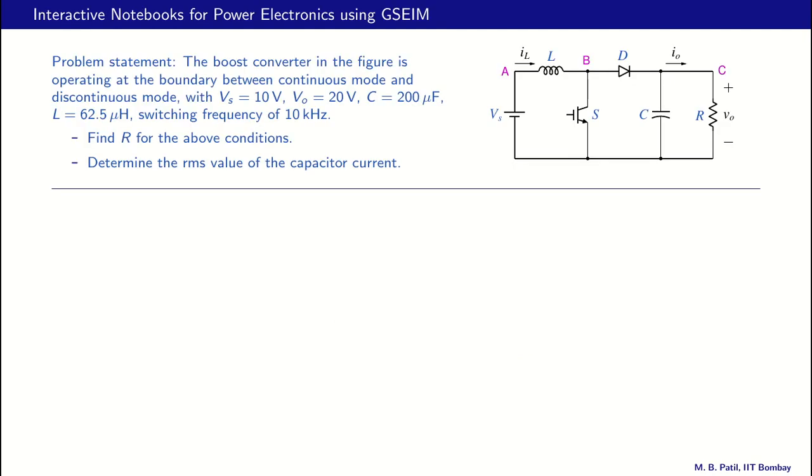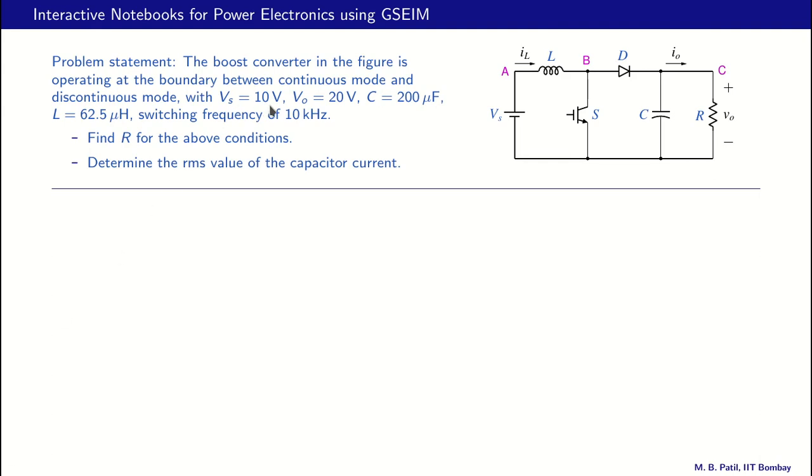Now that we are familiar with the GSEIM circuit file, we can look at how we can have GSEIM interact with a Jupyter notebook. And as an example, let us consider this problem. The problem statement is the boost converter in the figure is operating at the boundary between continuous mode and discontinuous mode. Certain values are given.